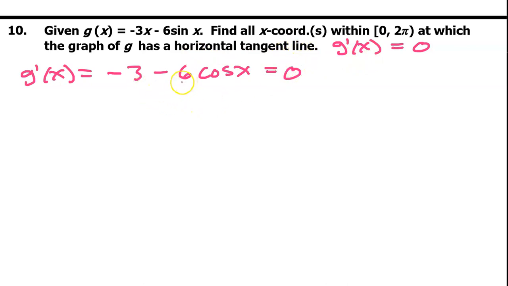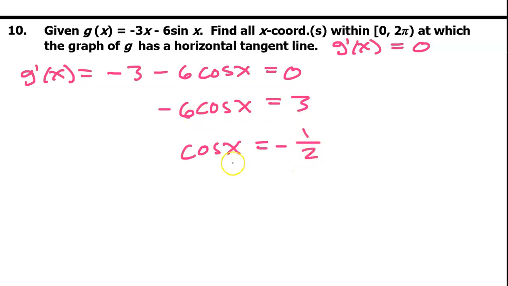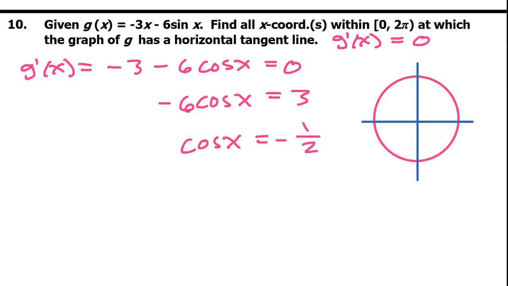So let's add 3 to both sides. So we will get negative 6 cosine x is equal to 3. Now we're going to divide both sides by negative 6. So we get cosine x is equal to negative 3 over 6, which is like negative 1/2. Well, where is cosine equal to negative 1/2? Let's start with the reference angle. Ignore the negative sign. Cosine of what is 1/2? You better have memorized that that is pi over 3. So the cosine of pi over 3 is 1/2.